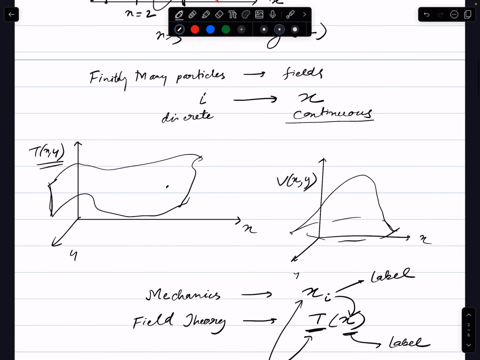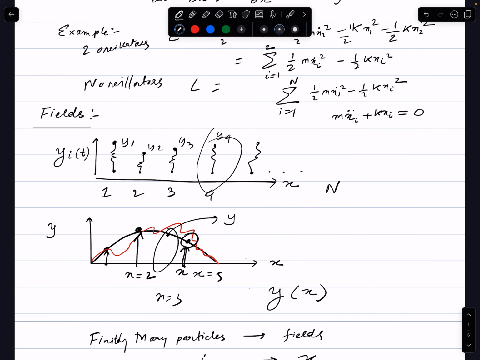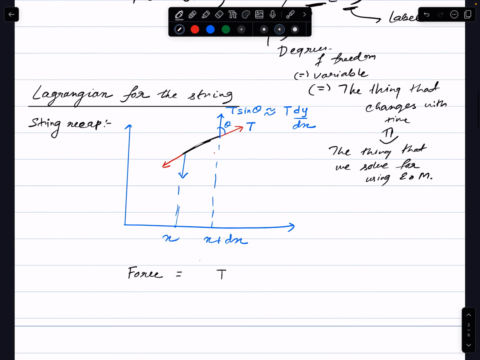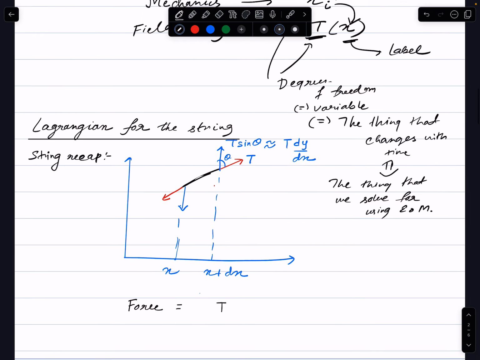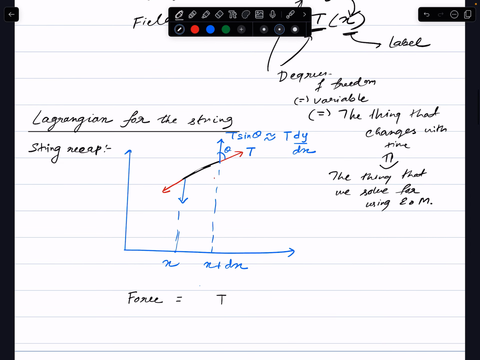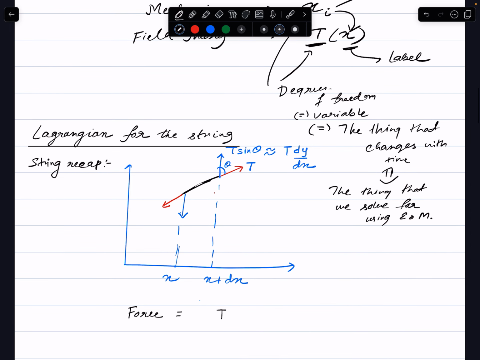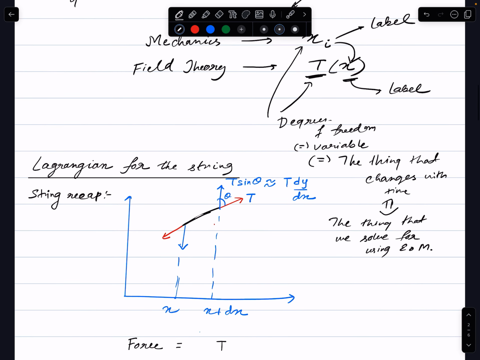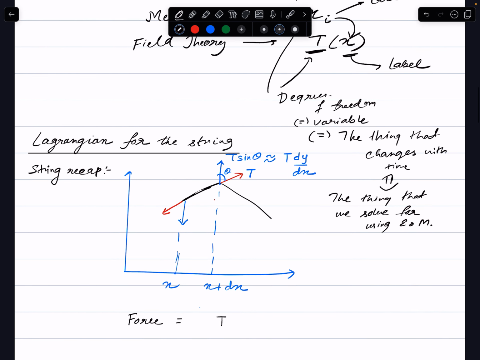So we have some kind of a plucked string, some string system, that could represent some string that we just pluck, and then we want to find the equations of motion. So the forces acting on it are the tension of the string. That is the only force here. We are ignoring gravity, just a string in vacuum. So if I take some infinitesimal portion of the string, this black line is some infinitesimal portion of the string. So it looks like this.